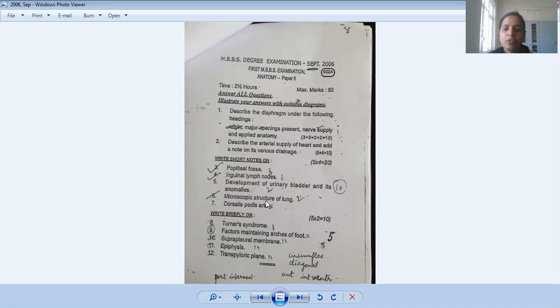Microscopic structure of lung we will see. I think it is given in the thorax book.